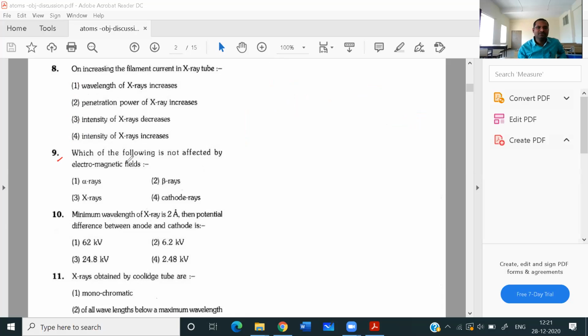Next, question number 9. Which of the following is not affected by an electromagnetic field? Okay, alpha rays. Alpha rays are nothing but positively charged particles.